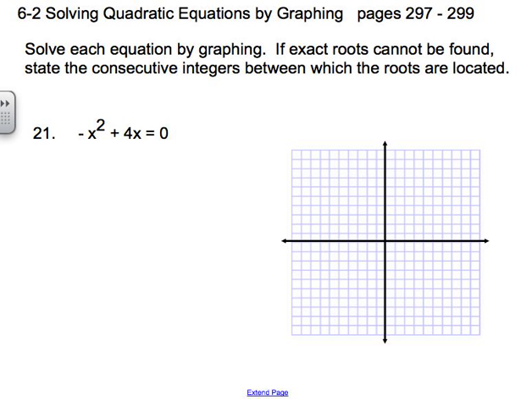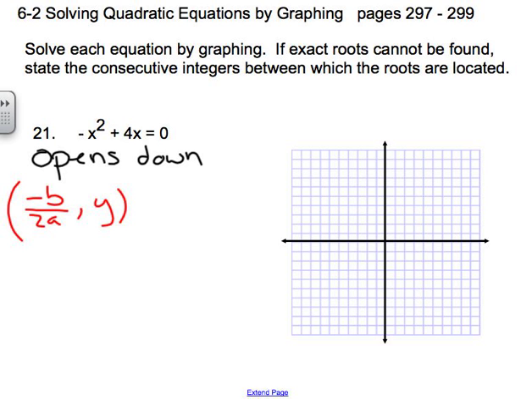What's my solution? We're going to start by looking at problem 21, which is negative x squared plus 4x equal to 0. I know from looking at it, my a value is negative, so that means I'm going to open down. I also know from lesson 1 that I can find my vertex by using negative b over 2a for my ordered pair. So let's start by finding that.